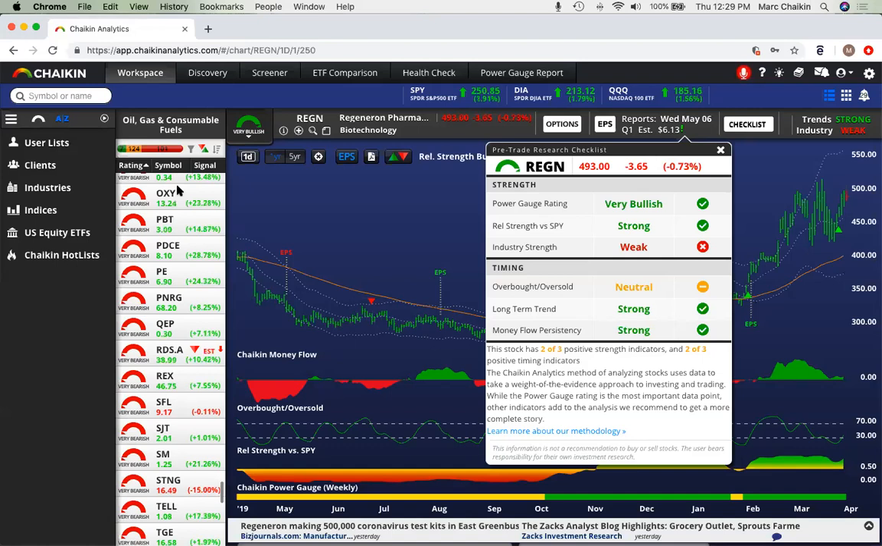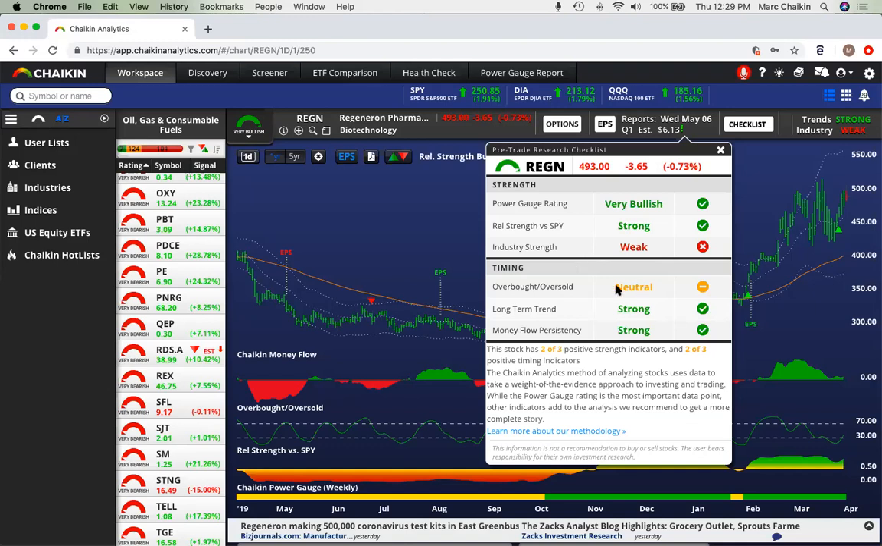We call it our pre-trade checklist. Think of it as a scorecard for stocks. So there are 3 strength factors: the power gauge rating, our relative strength indicator, and then industry group strength. Right now, biotech is a mixed bag. There are some very strong stocks and some very weak stocks, but the industry strength, the way we gauge it, shows the industry group is weak.